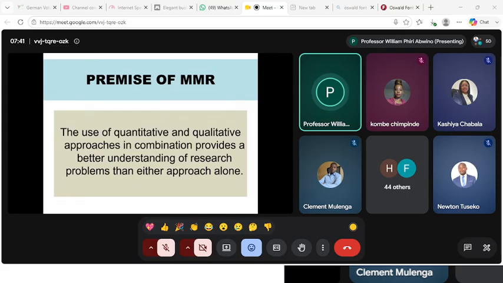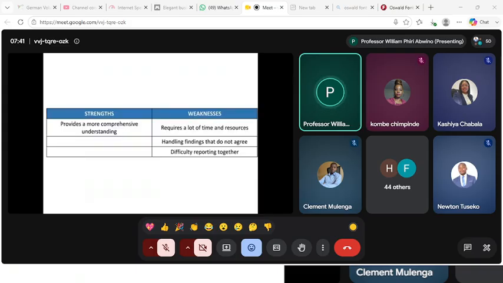That's the grounding, colleagues. And this philosophy, as I indicated, is highly propounded by Creswell. Let's look at the strengths. One, it provides a more comprehensive understanding. The weakness, it requires a lot of time and resources. Then also, handling findings that do not agree. How do you reconcile those?